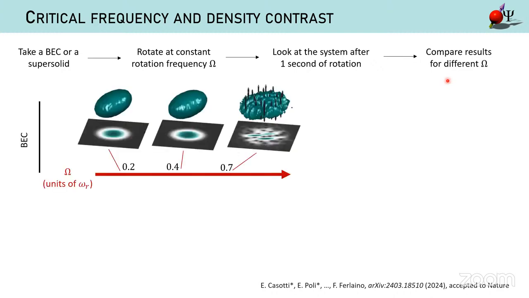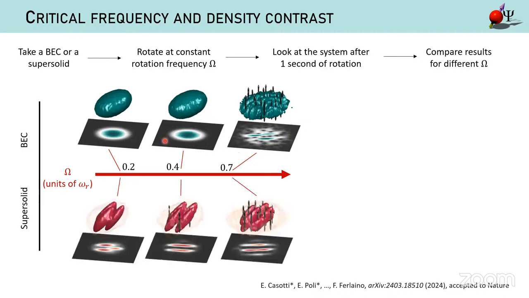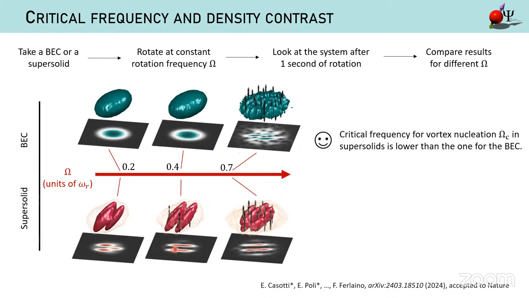So if the system is just a trapped BEC, what we see is that we need to rotate at fast frequencies in order to get these holes and these vortices inside the system. If we rotate too slow, the system remains stable. For the supersolid, instead, we start to see vortices inside the system even if we rotate slower. And this is good news, because it means that the critical frequency that we need for vortex nucleation is actually lower than the one for the BEC.